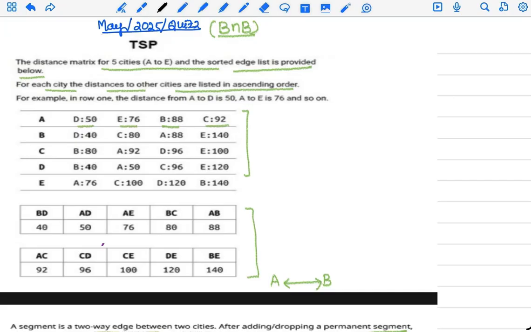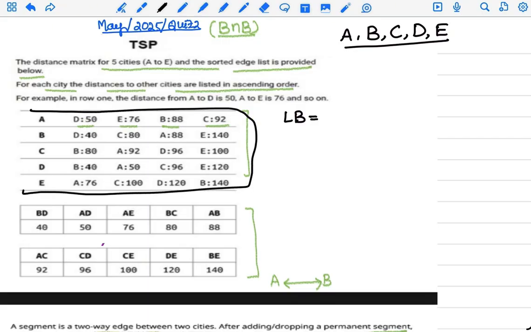First we want to find the lower bound. Given 5 cities are A, B, C, D and E. First we have to find the lower bound, LB. So how to find the lower bound? From this distance matrix, for the city A, find the lowest distances from A to D, E, B, C. In the given question, these are all in ascending order. So that is the first two columns. You have to add all the first two columns, friends.